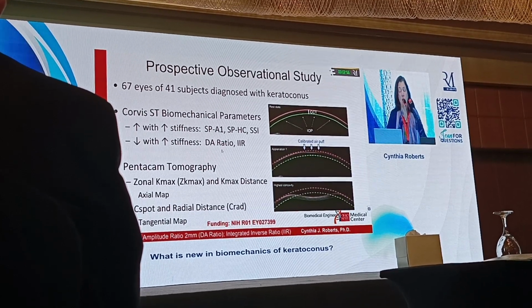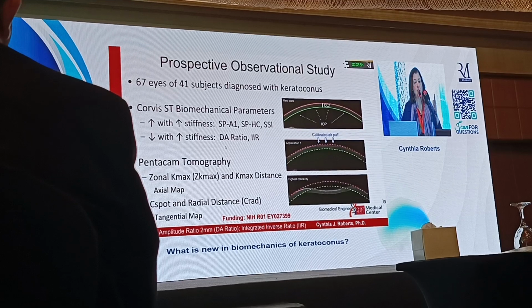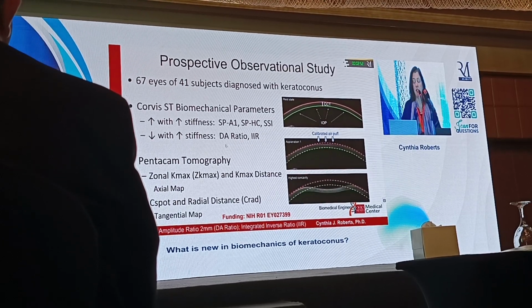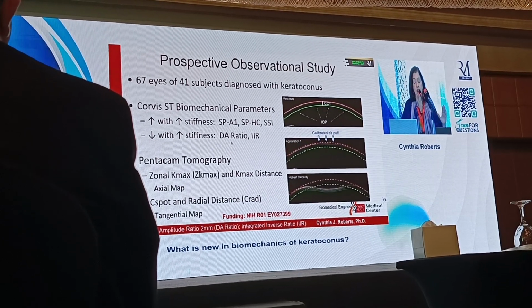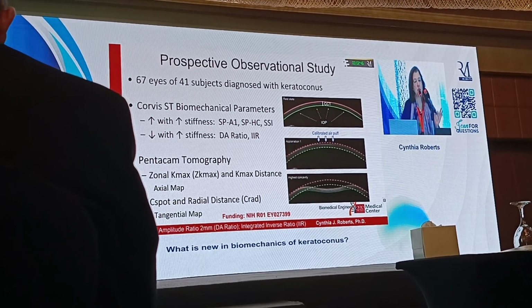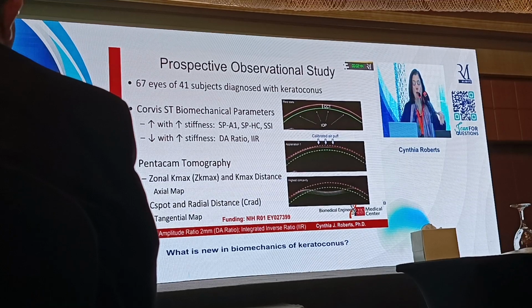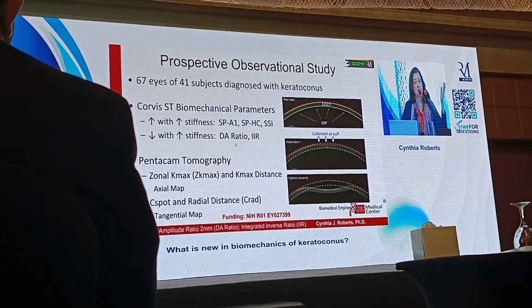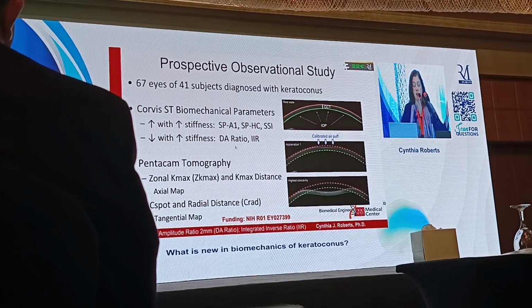And then the shape ones, the DA ratio, the ratio between the center and a peripheral point, it's opposite. That's lower has greater stiffness, because again, stiffness is resistance to deformation. So the higher these shape parameters are, the lower the stiffness.